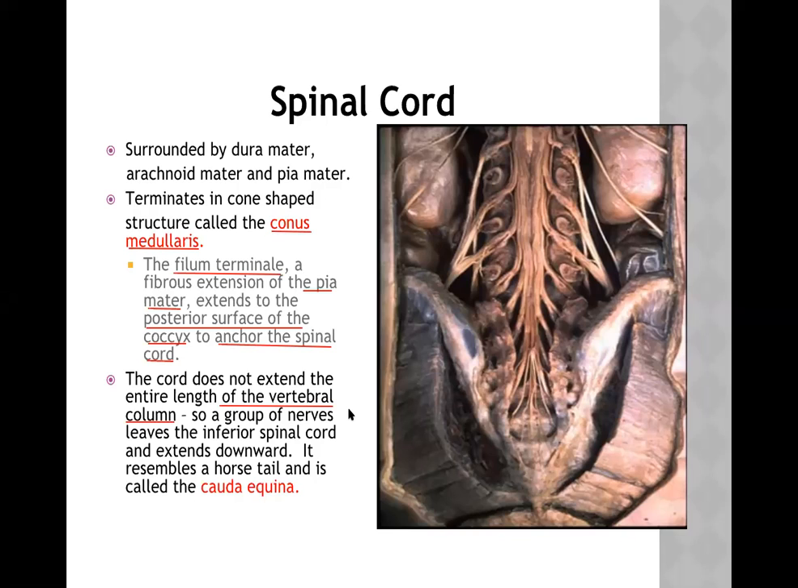So very easy to understand. The spinal cord doesn't extend the entire length of the vertebral column. So a group of nerves leaves the inferior spinal cord and extends downward. And this group of nerve fibers is known as cauda equina, because it resembles a horse tail. So let me make it easy for you. Spinal cord ends at the inferior border of L1 vertebra, and inferior to that area, we have cauda equina present.